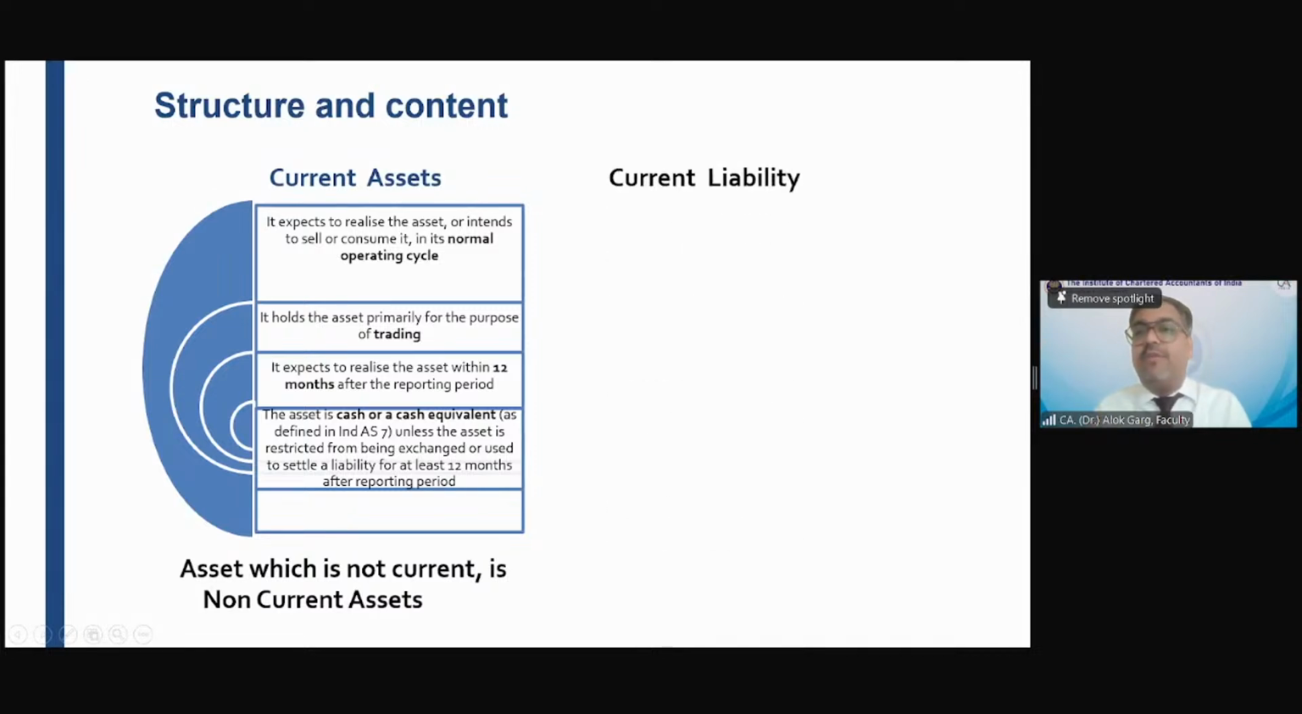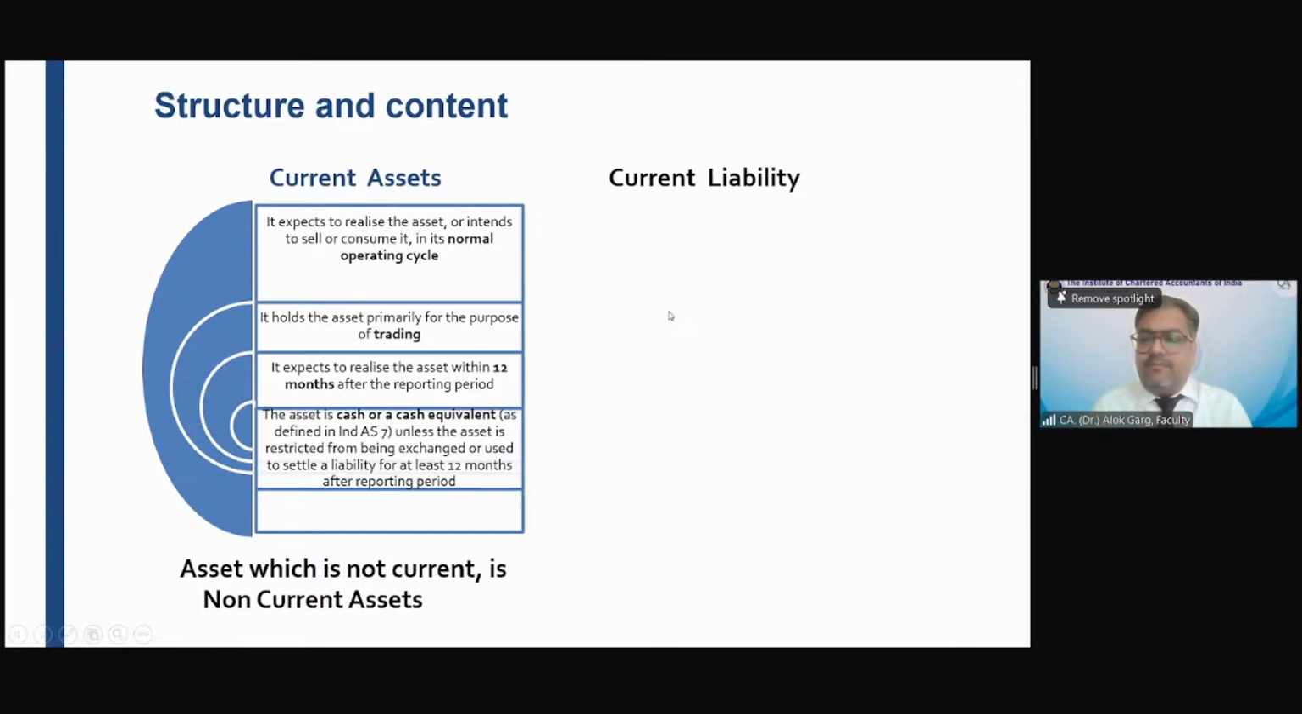Friends, now we are moving to current liability. Manikant, do you have any question? Yes, sir. Priyanka, guys, if you are not speaking, can you please mute yourself? Is it audible?